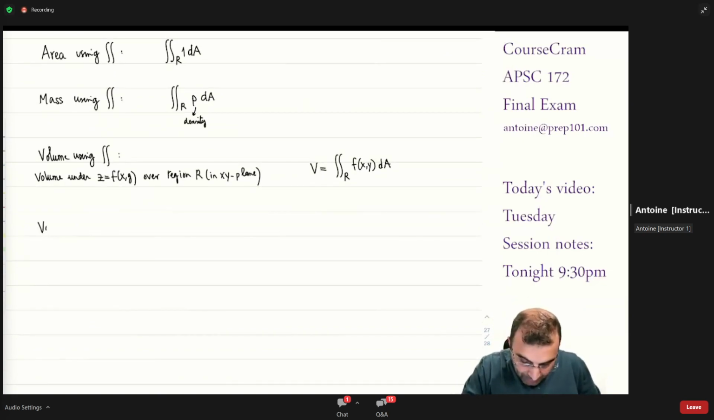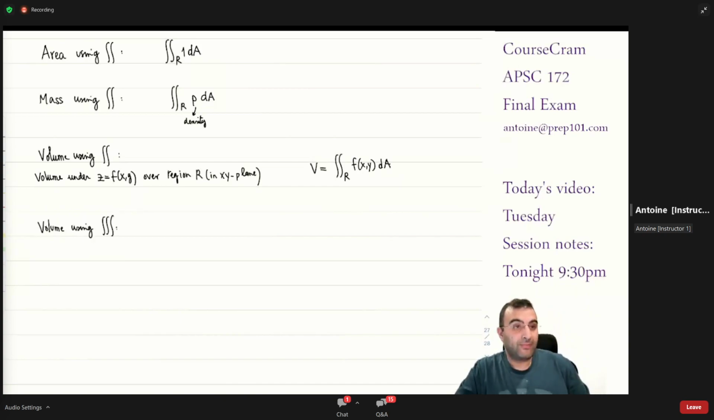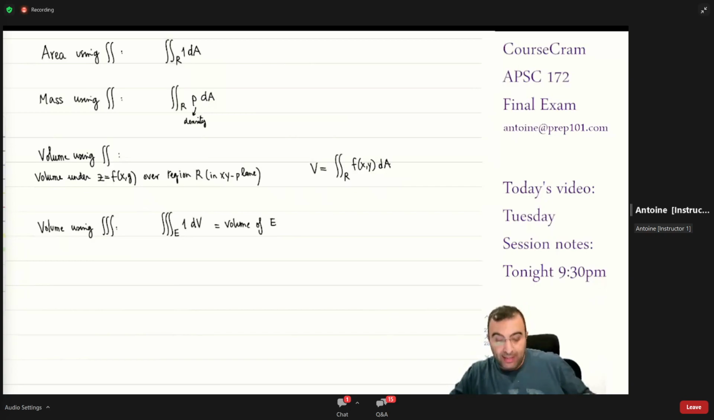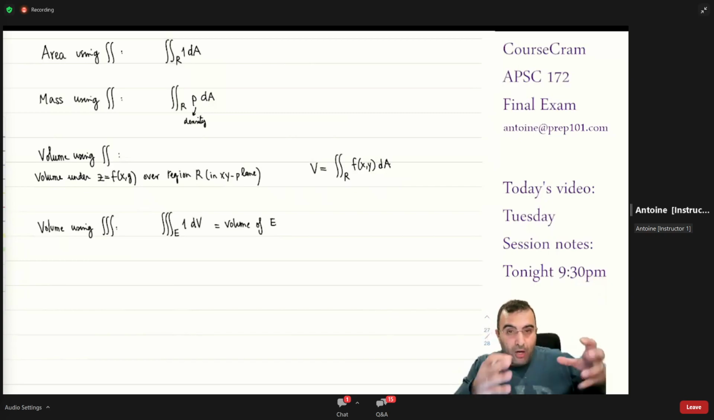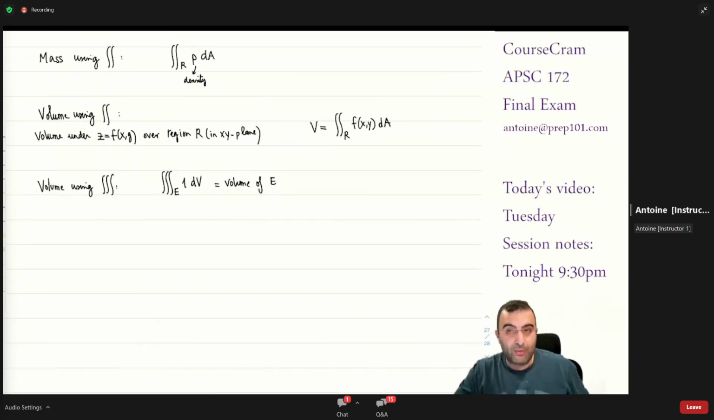How do we find the volume using triple integral? The same way as we did for area with double integral. So the volume would be the triple integral over the region E of 1 dV. That gives us the volume of the region E. It's the triple integral over a region of 1 dx dy dz. That gives you the volume of this region.